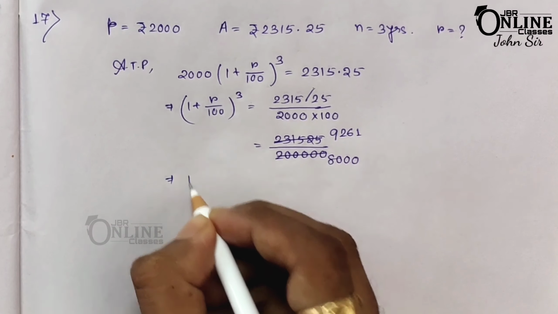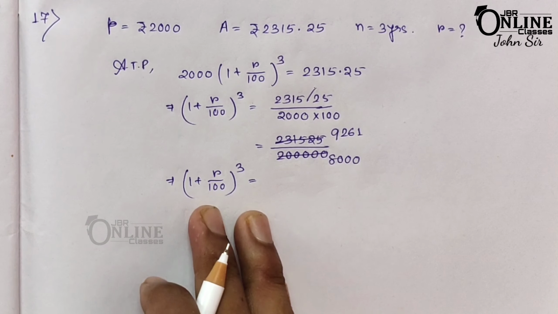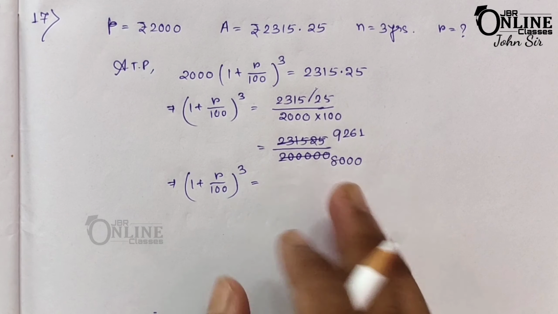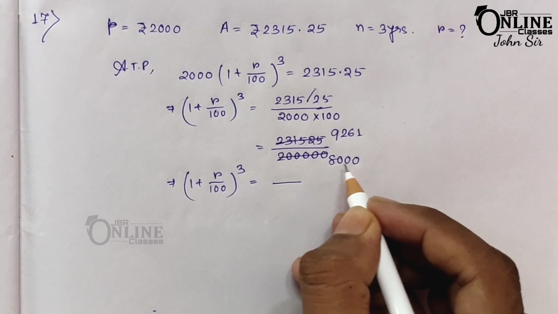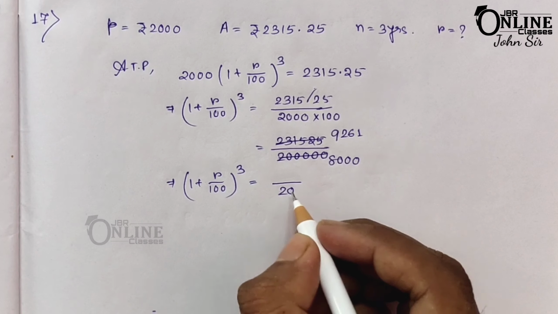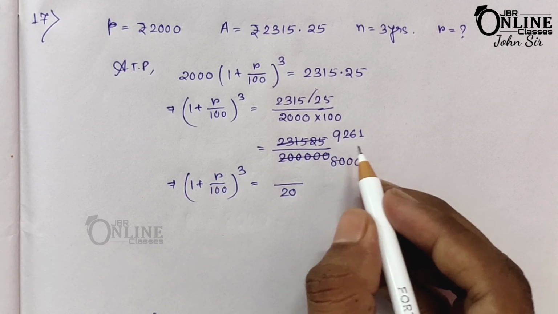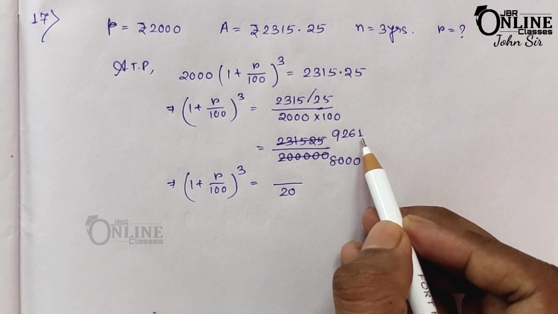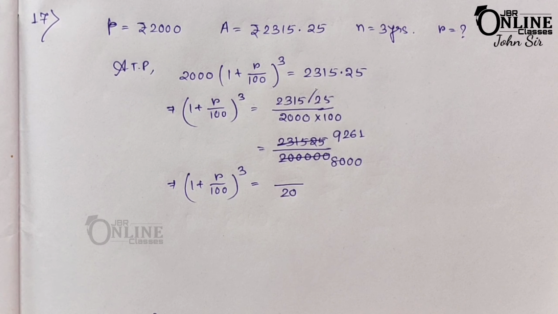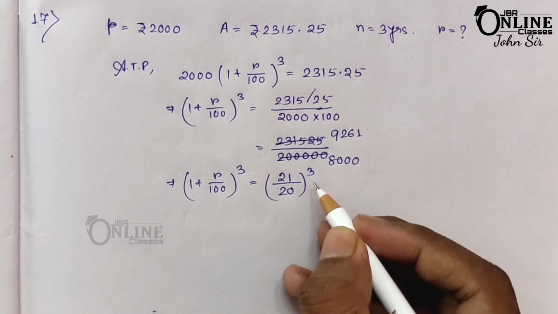So as here (1 plus r by 100) whole cube, if the left hand side you have a whole cube, then the right hand side you have to also make a whole cube of a fraction. So the lower one is 8000, so it's clearly the cube of 20. If the lower one is 20, then the upper one is near about 20, maybe 21, 22, 23 near about. As the last digit is 1, so I hope this one equals 21 into 21 into 21, so that becomes 9261. So you can directly write down (21 by 20) whole cube.